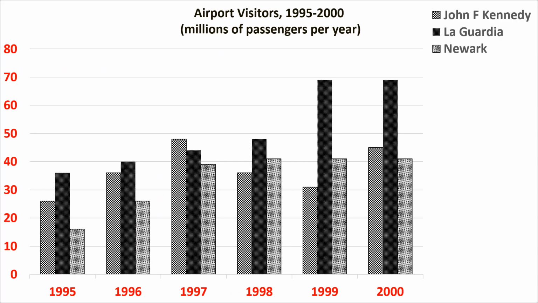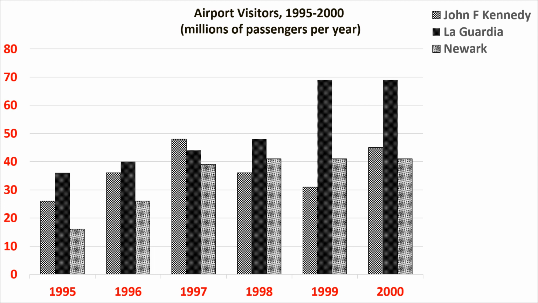There's another one. Now let's do this together. What is the title? Airport visitors is the title. What is the units of measurement? Millions of passengers per year. Is it dynamic or static? From 1995 to 2000. Answer yourself. It is a dynamic chart. What are the keywords? John F. Kennedy Airport, LaGuardia, and Newark.